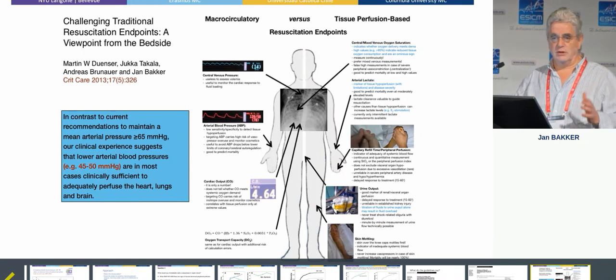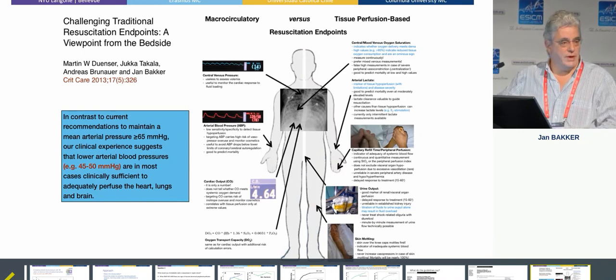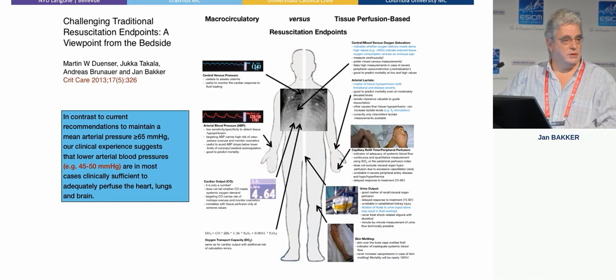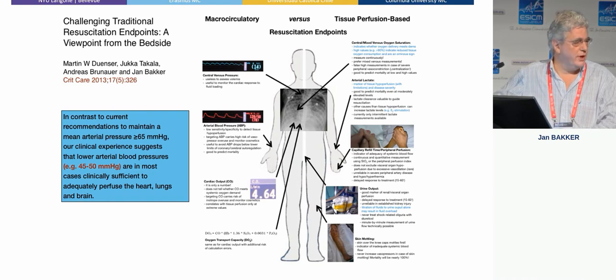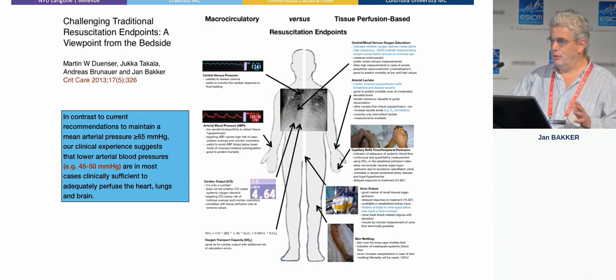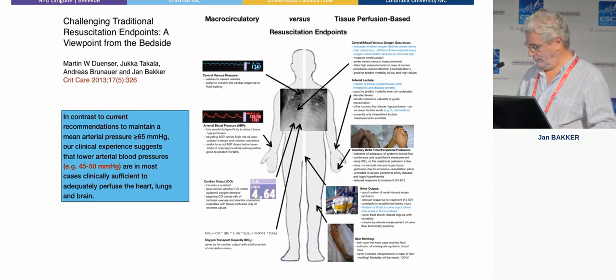And so this is the sum up. The most important thing in the resuscitation of your patient is to get the flow back to adequate. If then the patient still has low blood pressure, at least Martin Dunser, Yuka Takala, Andres Brunauer, and me, we don't care that much, even if it's below 50, 45 to 50. Thank you very much.